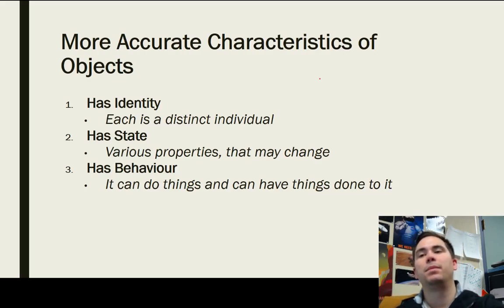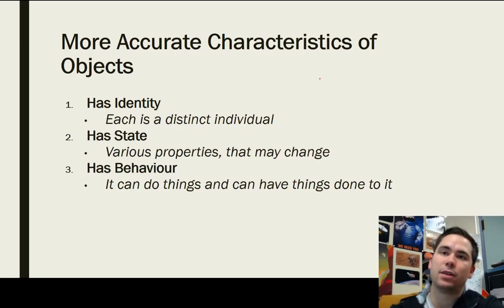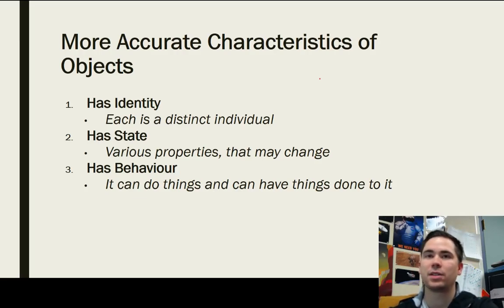Okay. Objects have a different state. Right, so they have properties that may change. So this, when it's clicked out, I can write with it. When it's clicked in, it cannot write. If I take the cap off, I can highlight with it. So it has different properties and it can change. It has behavior. So like I said, it can do things and it can have things done to it. So the three more accurate characteristics of objects are they have identity, they have a state, and they have a behavior.